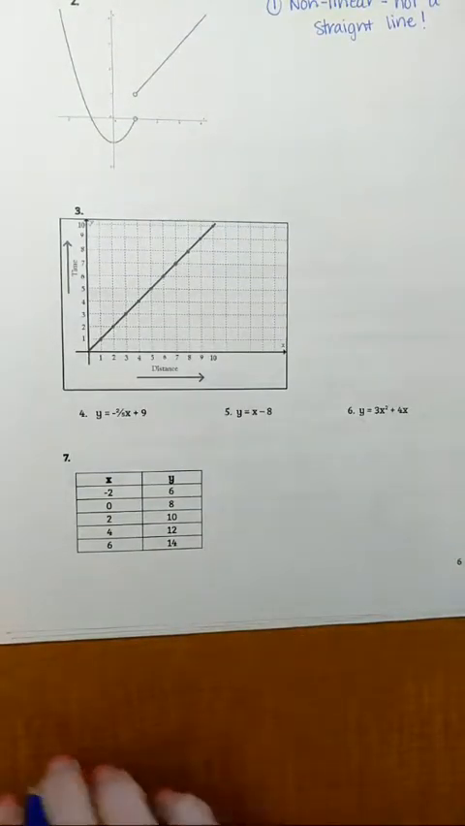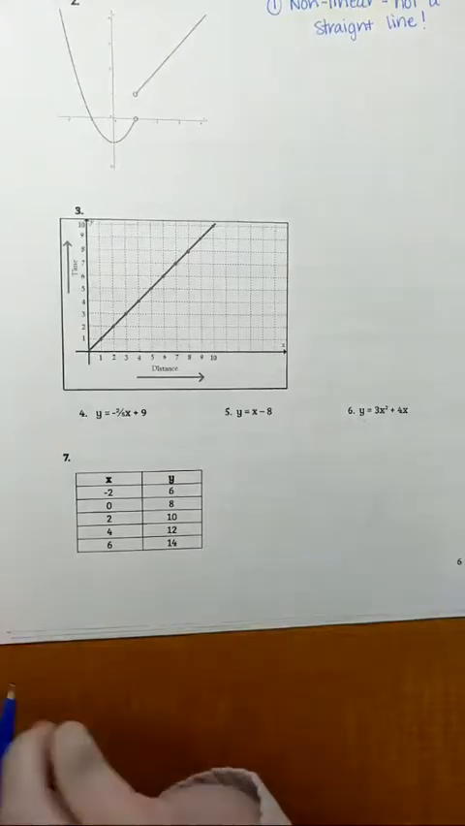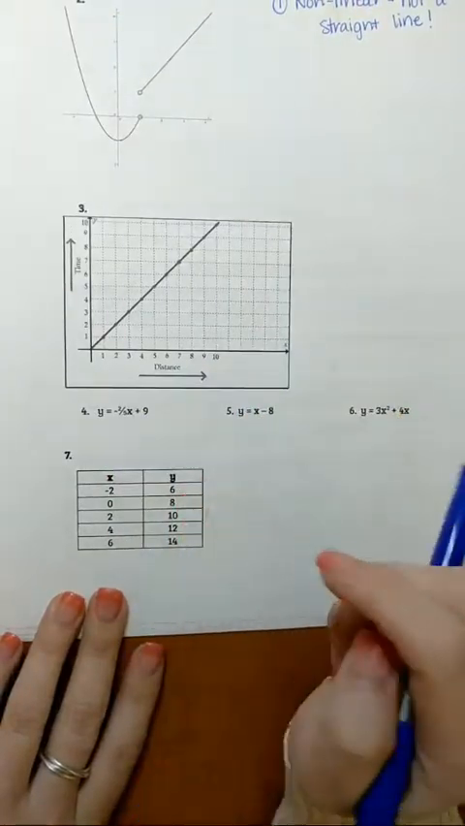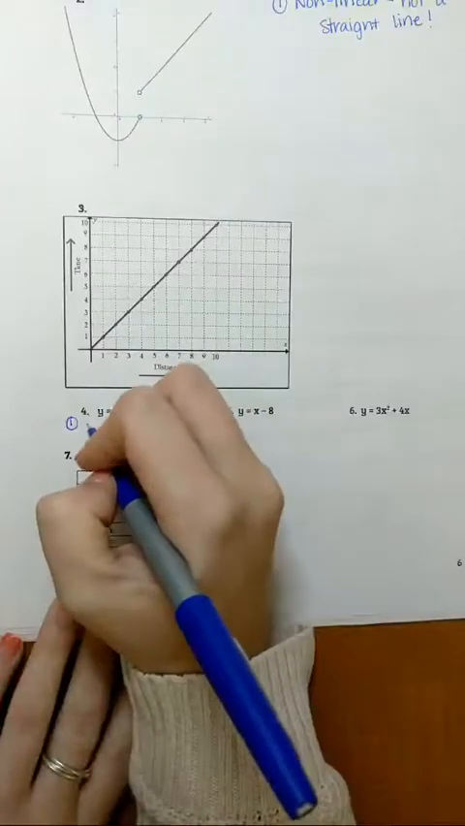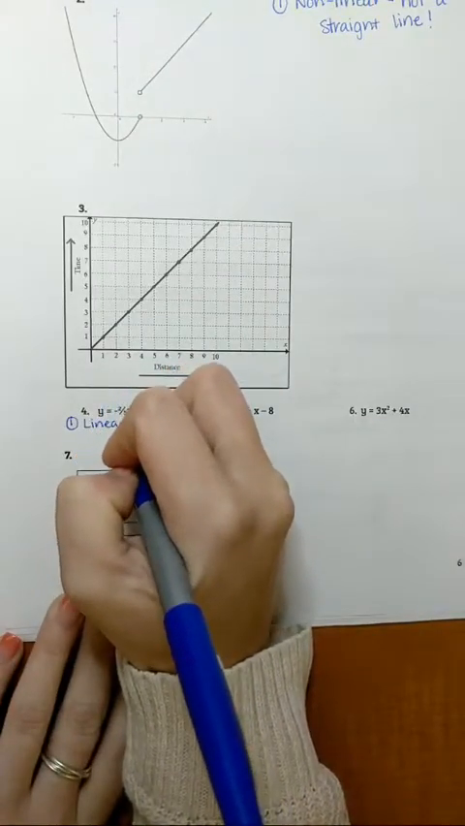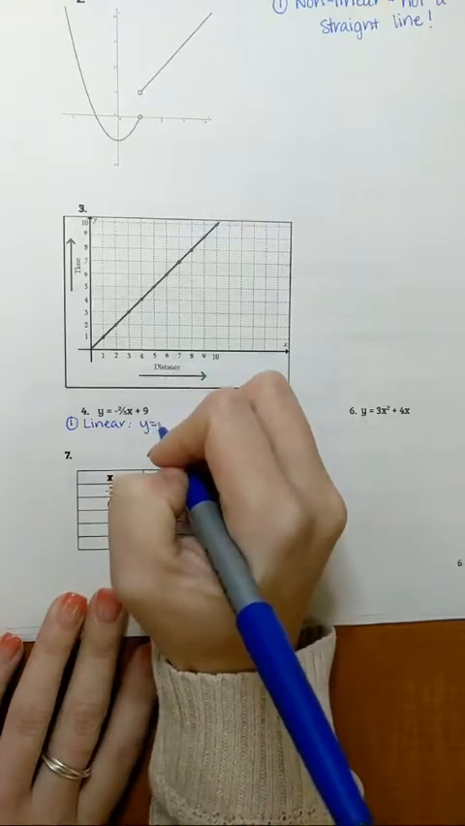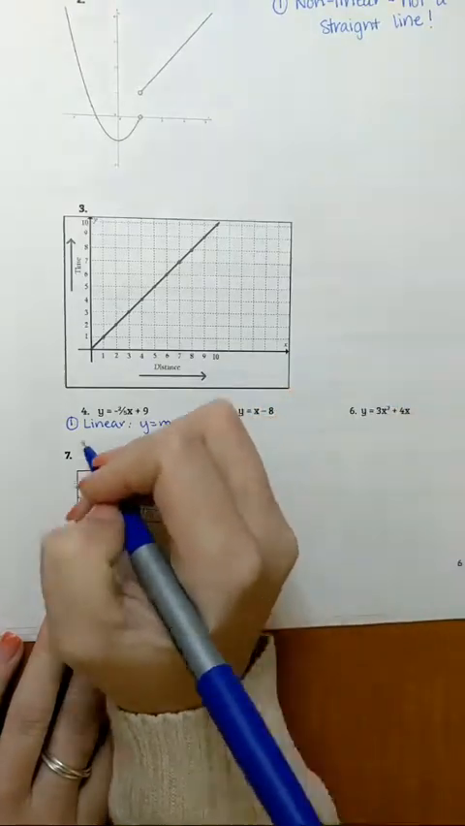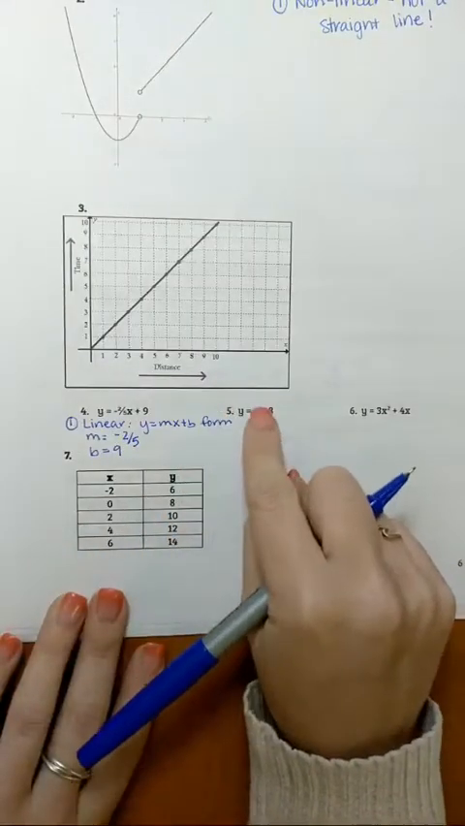Okay, number 4. If they give you the equation, then you obviously don't have to write the equation, so you only have to do steps 1 and 2. So step 1, is this linear or not? Yes, this is linear, and that is because it's in our y equals mx plus b form. So our m is the negative 2/5, and the b is the 9. Okay, I want you to do number 5 on your own.